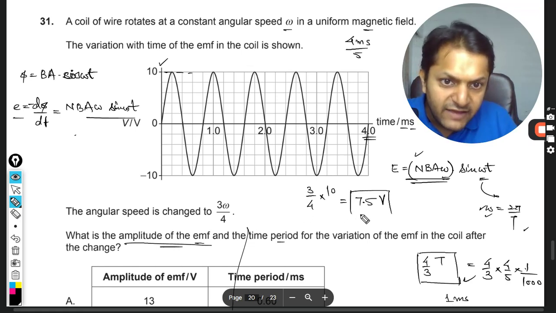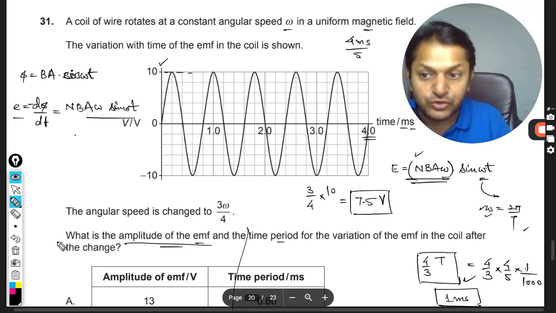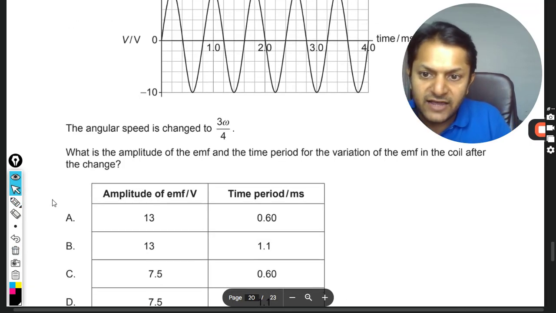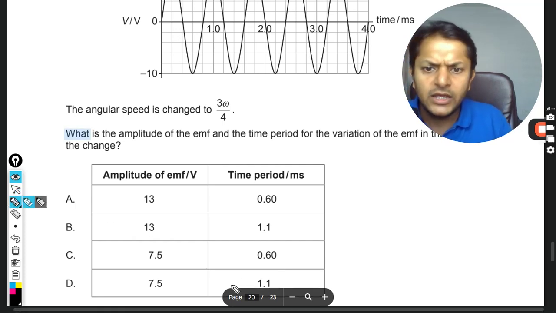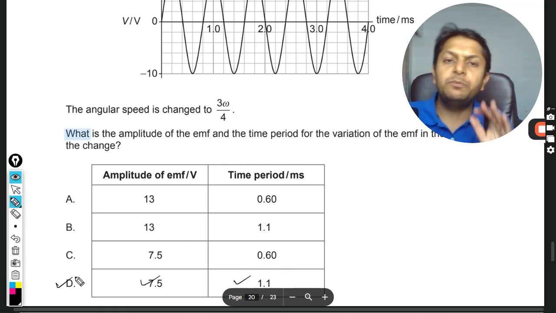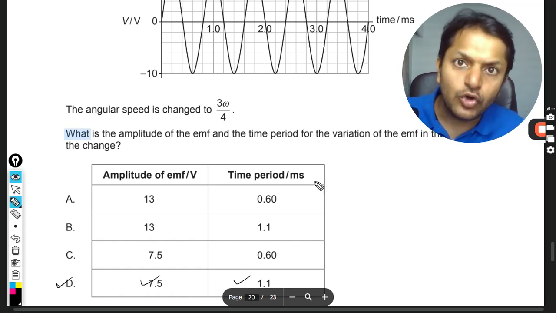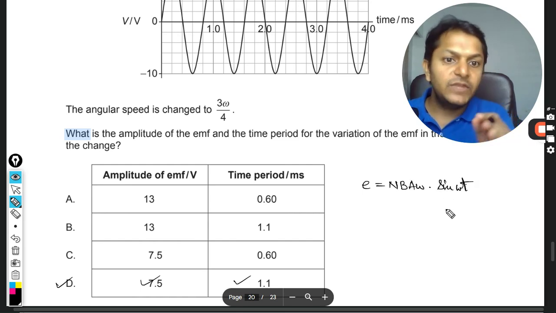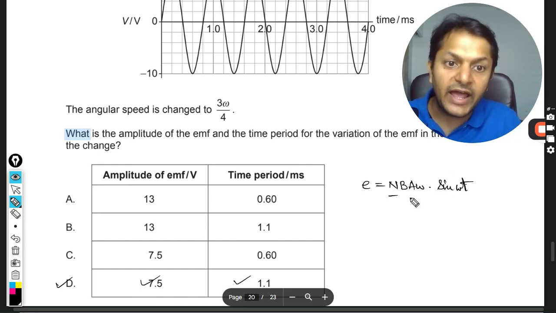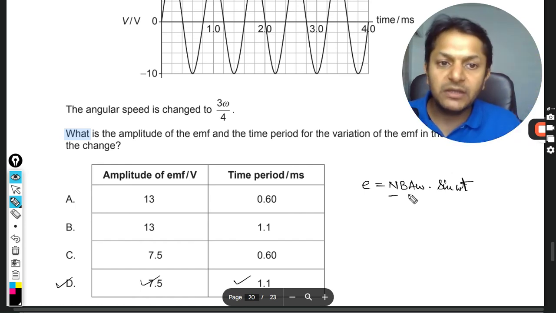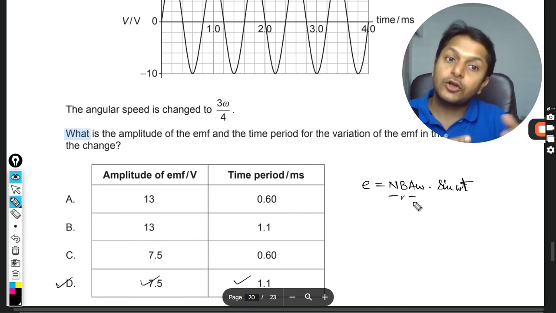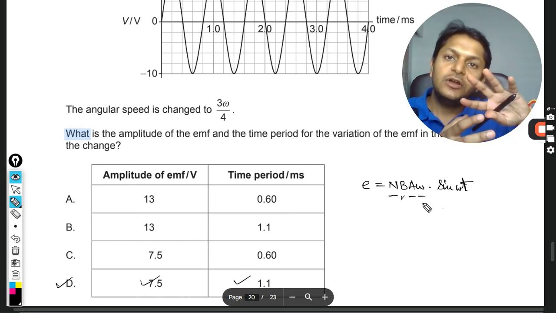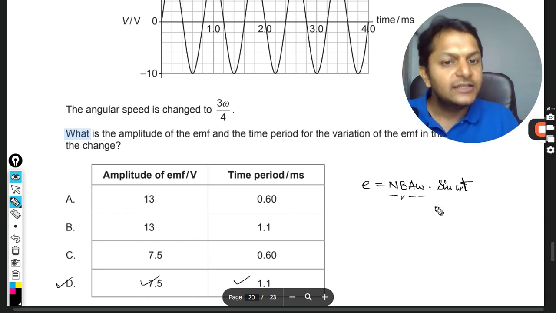And this value is 7.5. Let us see if there is any option like this. 7.5 and 1.1. Absolutely correct. So D will be the right answer. And this is how we do it. This formula has been asked time and again by IB. You can even write it in your notebooks: E is equal to NBA omega sine omega t, where N is the number of coils, B is the magnetic field intensity, A is the area of the coil, and omega is the angular velocity with which the coil is rotating. This is the formula we are going to use. This is a very important topic.